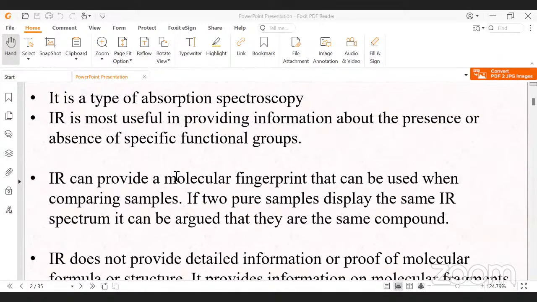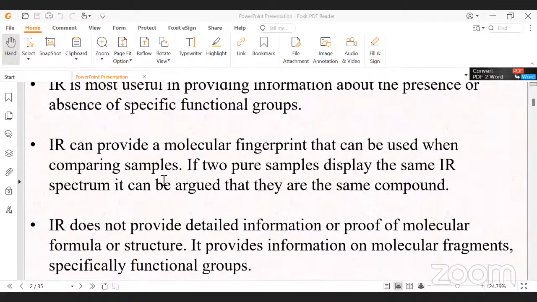We have two types of spectroscopy: one is absorption spectroscopy, another is emission spectroscopy. FTIR spectroscopy is an absorption spectroscopy. At the same time, UV and NMR are also absorption spectroscopy. FTIR can provide a molecular fingerprint that can be used when comparing samples.